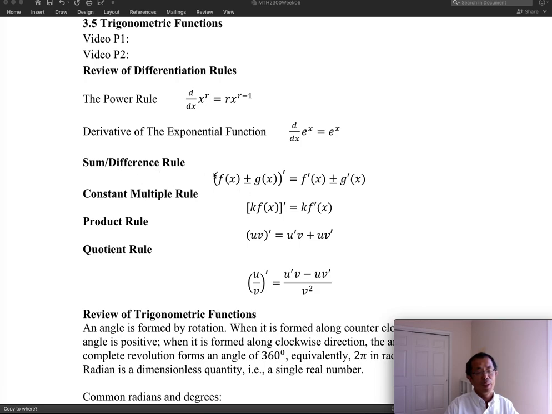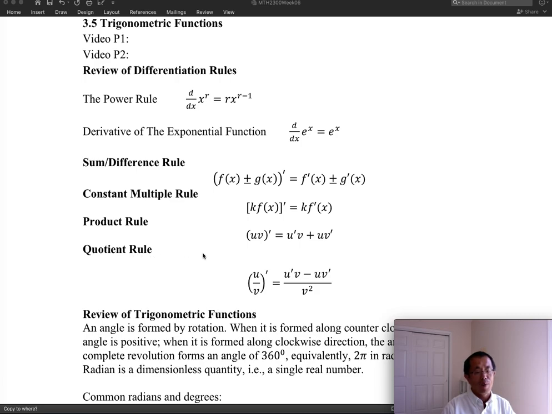Specifically, the sum and the difference rule. In words, the derivative of a sum is the sum of derivatives. Similarly, for the difference rule, the derivative of a difference is the difference of derivatives. The constant multiple rule simply tells us the derivative of a constant times a function is the constant times the derivative. And somewhat more complicated, we have the product rule and the quotient rule.